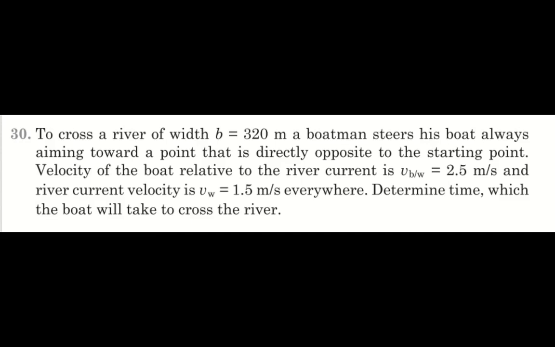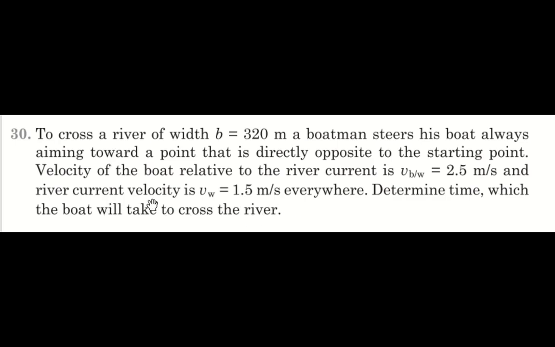So I'm taking question number 30 of the book Pathfinder, chapter Kinematics, section Check Your Understanding. To cross a river of width B, a boatman steers his boat always aiming towards a point that is directly opposite to the starting point. Velocity of the boat relative to the river current is given as VBW, and the river current velocity is VW, 1.5 meter per second everywhere. Determine the time which the boat will take to cross the river.